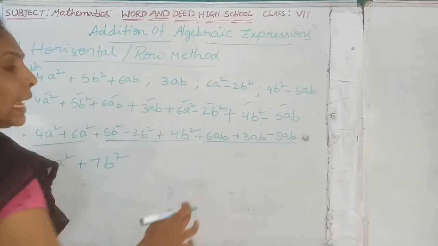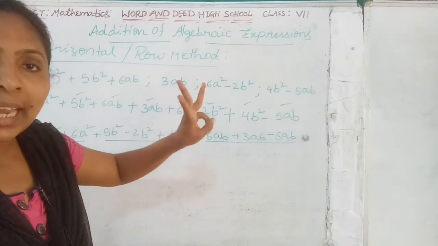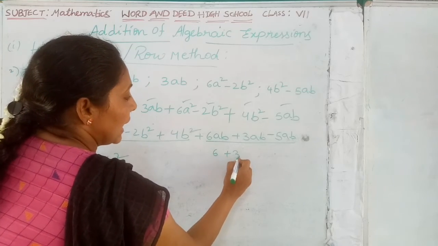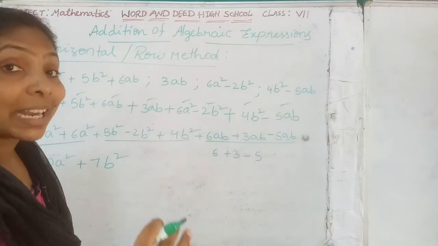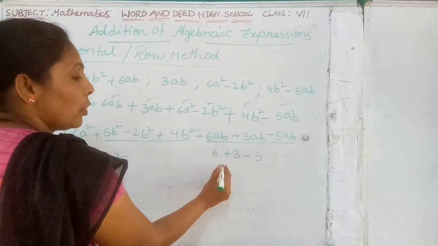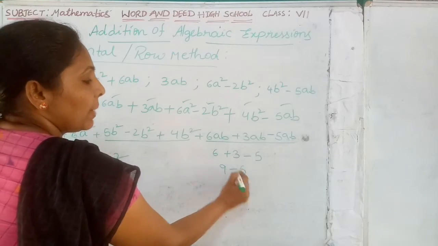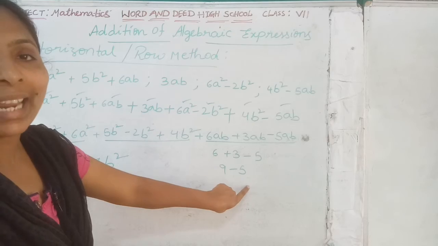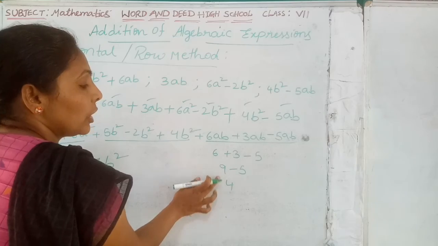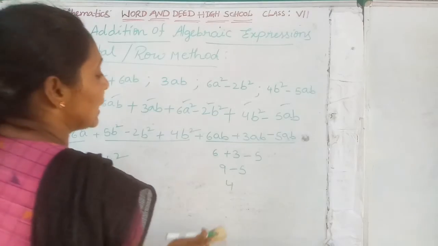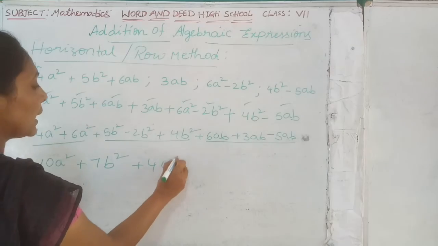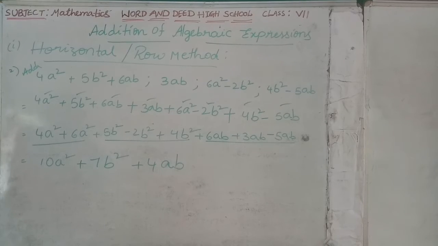Okay, next. 6ab, 3ab, minus 5ab. Here also 3 terms: 6 plus 3 minus 5. What are the numerical coefficients? First we can write, children. Okay, 6 plus 3, 9. Both are positive, no? 9. Extra we have minus 5. One is positive, one is negative. Subtraction. 9 minus 5, 4. In front of the bigger number, positive symbol only, no? So, plus 4. So, what is the answer? Plus 4ab. So, this is the answer, children.